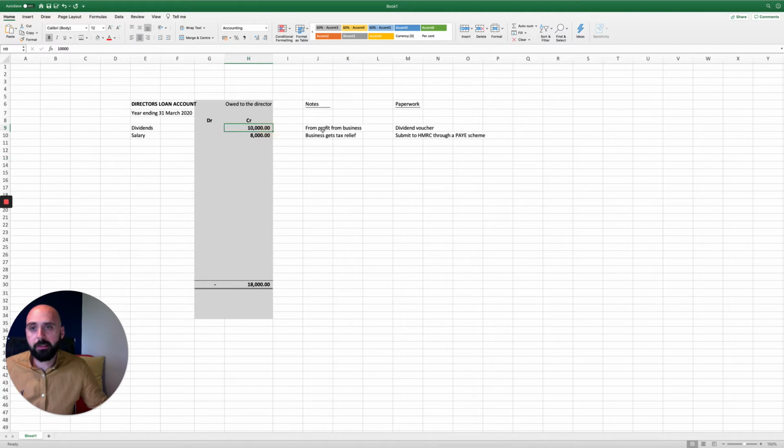Dividends don't, because dividends come out of profit. Salary is an expense, okay? Think about it as if you're paying somebody else. It's not a shareholder, it's not a director. You're paying someone who works for you. That comes off the profit, and your own salary is exactly the same.